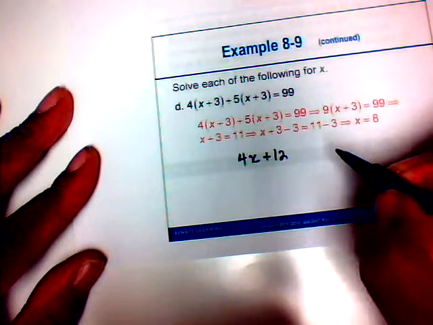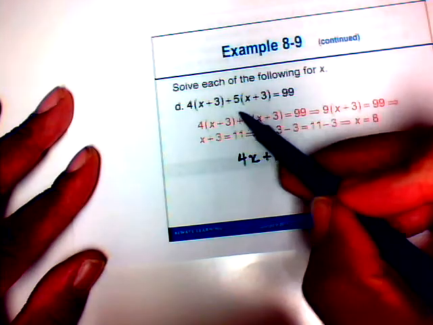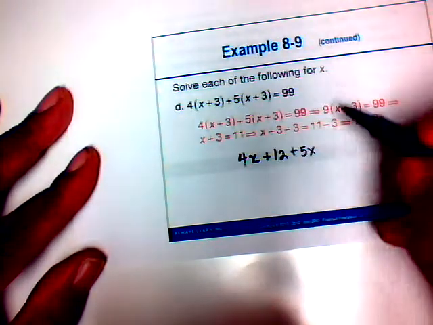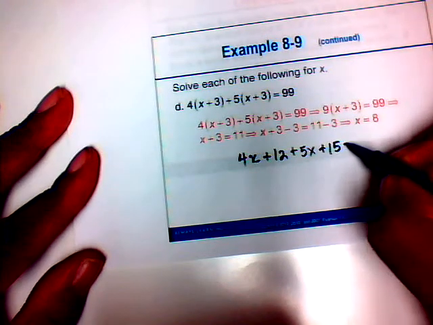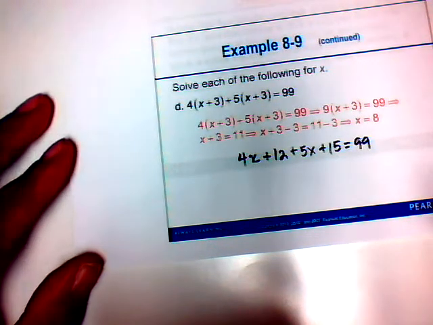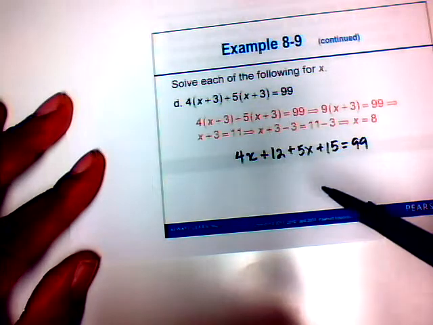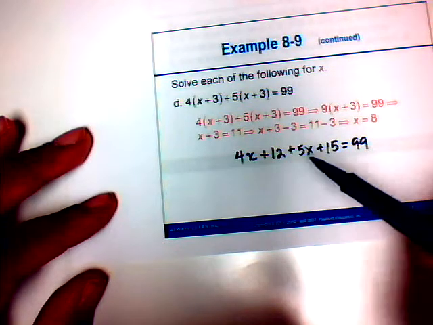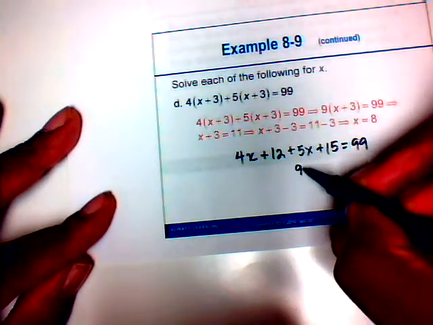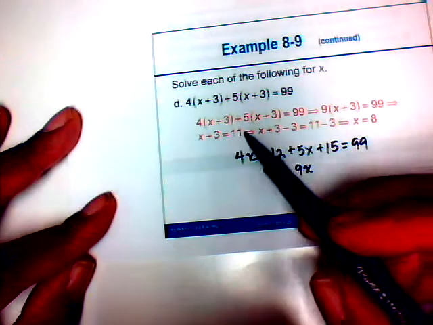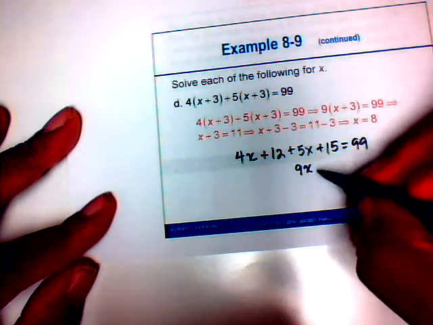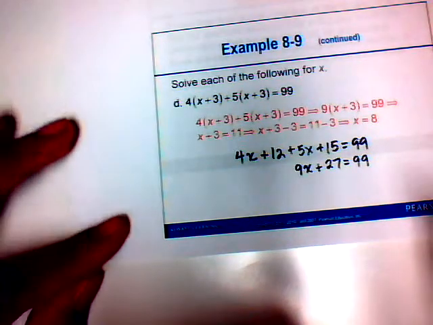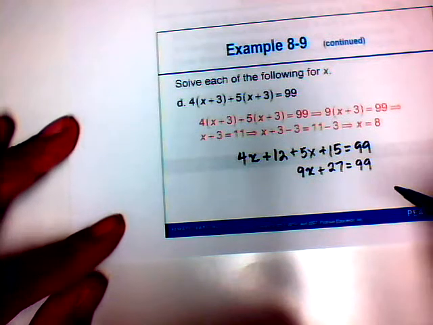So I got 4x plus 12. And then I got 5 times x, which will be plus 5x. And then plus 5 times the plus 3 will be plus 15. That's equal to 99. Okay, on both of these, I'm using the distributive property. Now I can combine like terms here. Add 4x and 5x, you're going to get 9x. And then 12 plus 15, that'd be plus 27, and that's equal to 99. So we got 9x plus 27 is equal to 99.